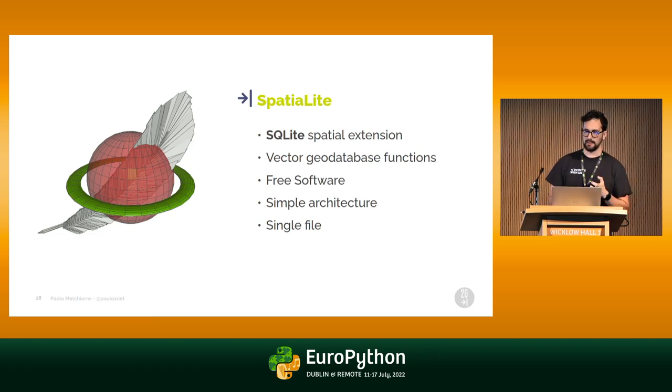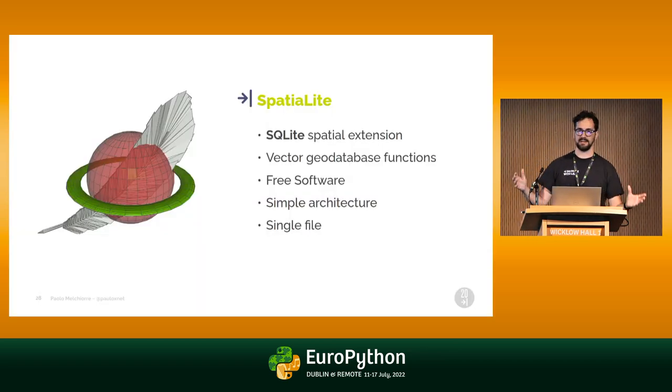To use GeoDjango, we need to change our database engine, and we use one of the compatible database backends. In this case, we have chosen to use SpatiaLite. It's a special extension for SQLite, the Django default database backend. It provides vector geodatabase functionality, and it's released with a free software license. It's a very simple architecture, a complete database in an ordinary file.